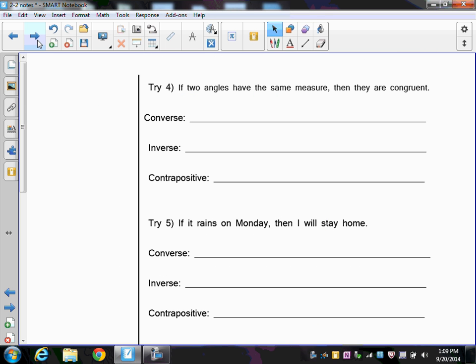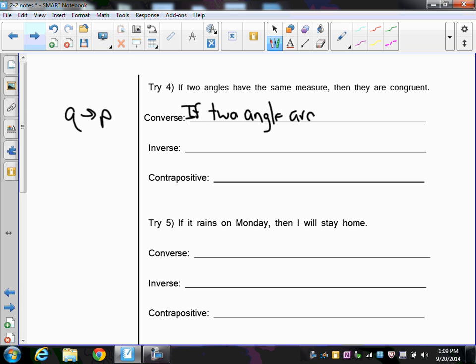On the last page, we're going to be asked to write the converse, inverse, and contrapositive. So the converse, remember, is if Q, then P. So we just flip it. If two angles are congruent, then they have the same measure.